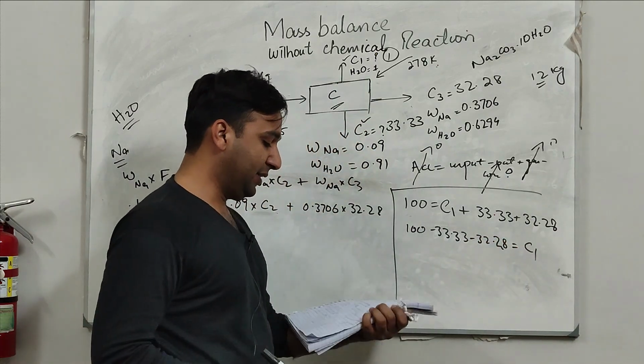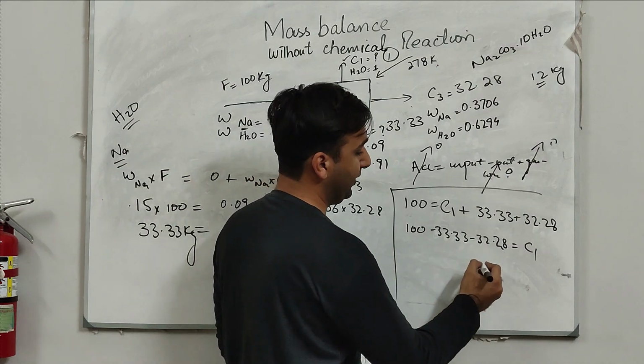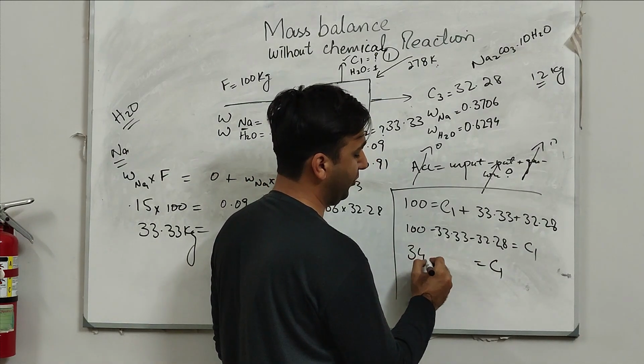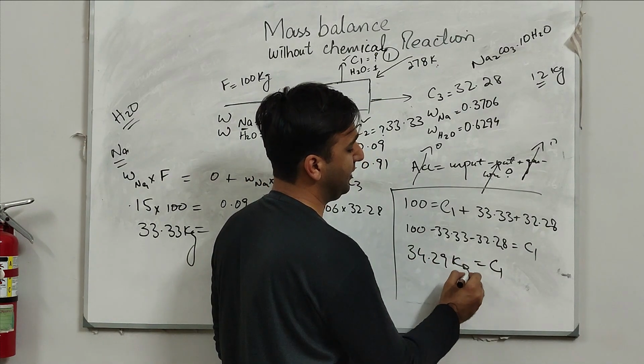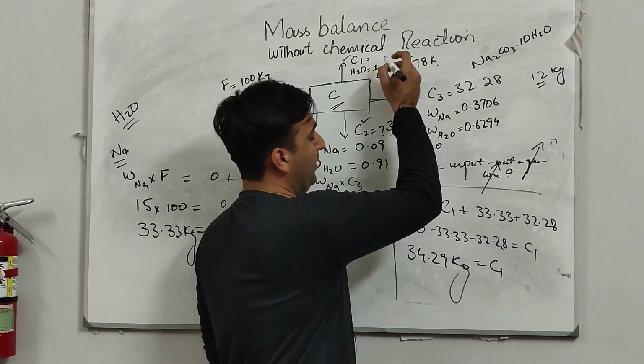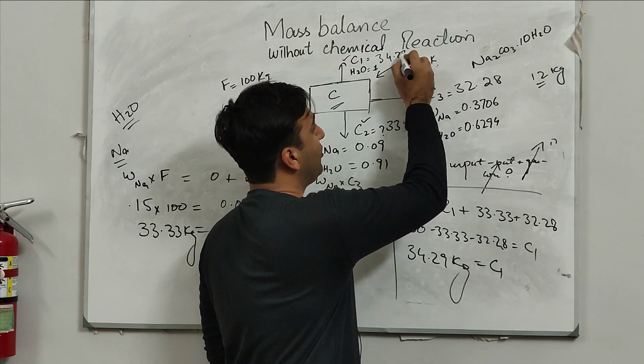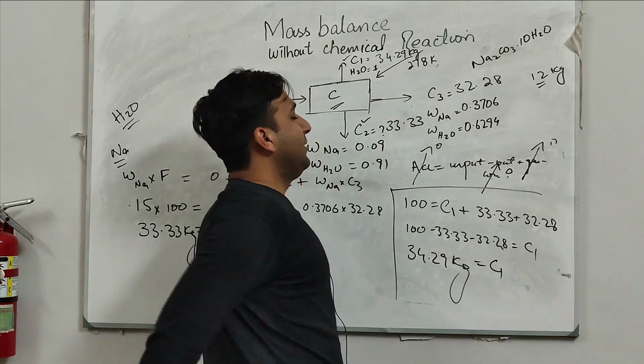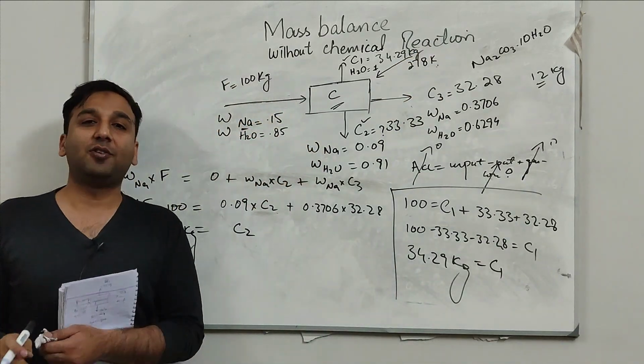So the answer will be C1 is equal to 34.29 kg. So here the water that is evaporated is 34.29 kgs. So in this way we have solved this problem.